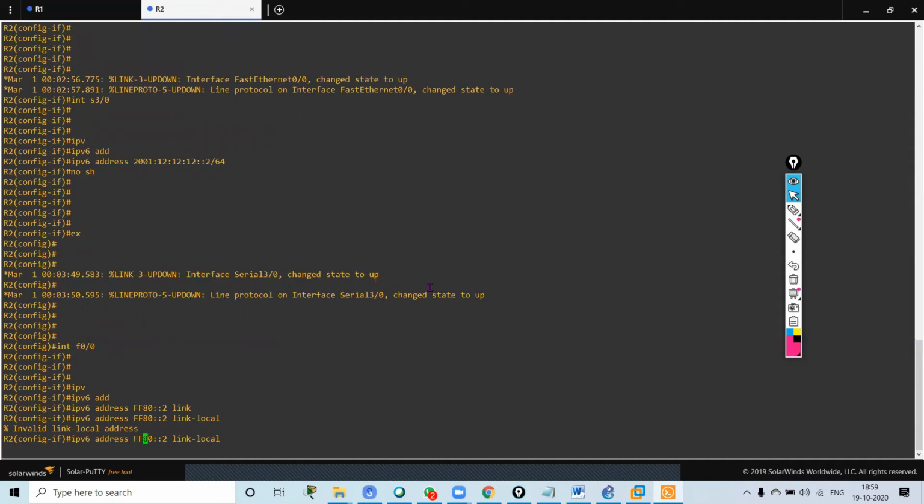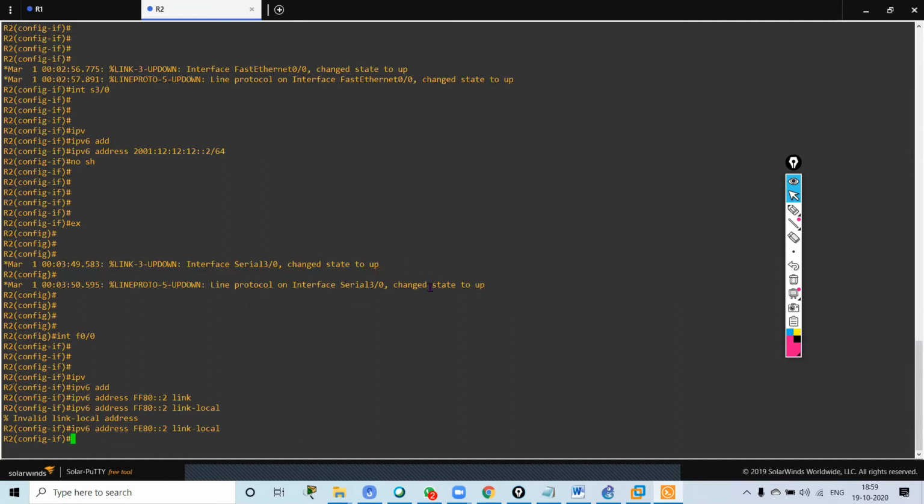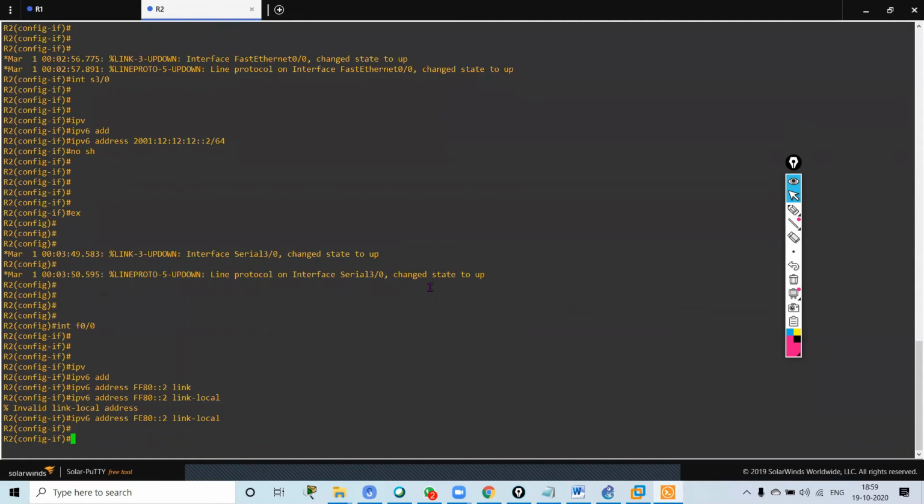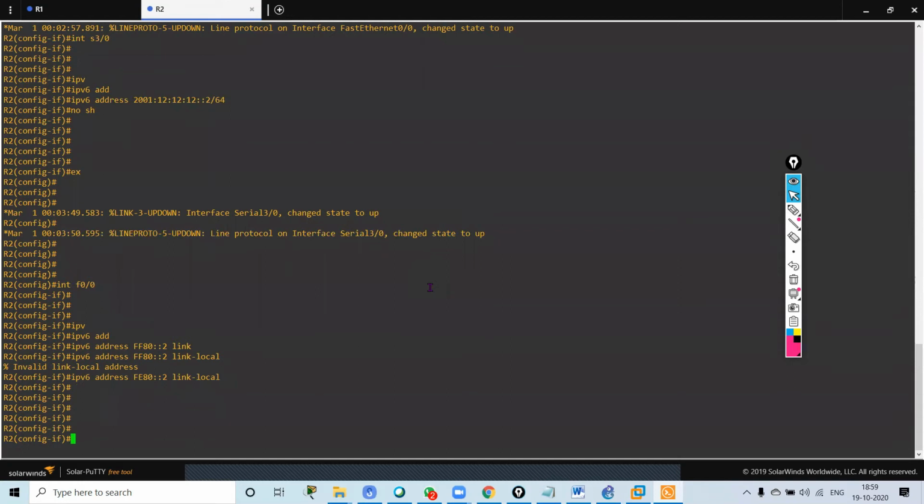It will always start with this, it is given by IANA. This is fixed. The first 64 bits are fixed. It will always be this address only, FE80. The next 64 bits can change. Understood? Okay.